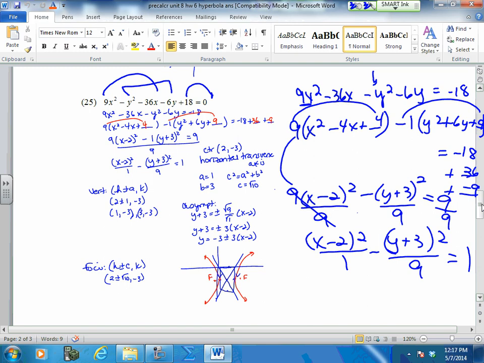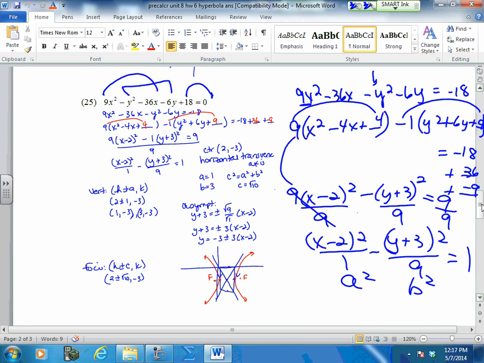And there you are. So you've got a center at (2, -3). This is your a squared. This is your b squared. Which axis are you transversing off of? Look again. Which one comes first? X. In a hyperbola, it's whoever comes first, because in a subtraction, it matters who is first when you subtract.